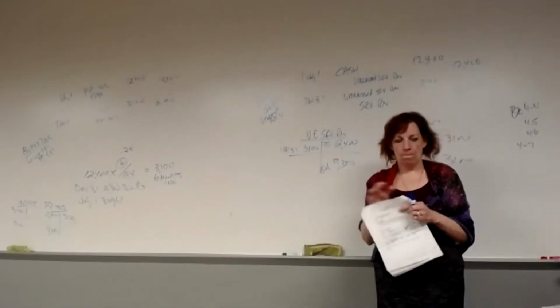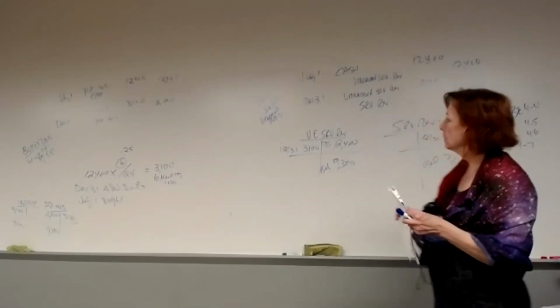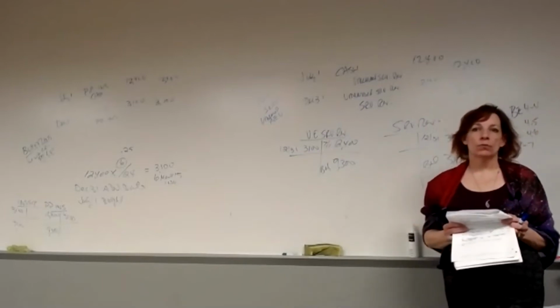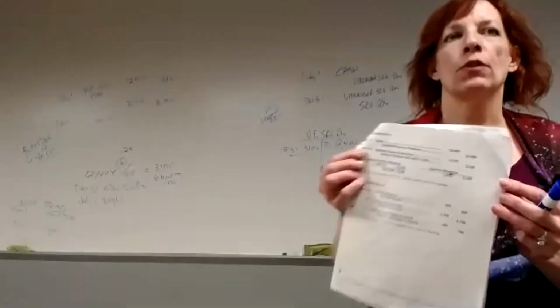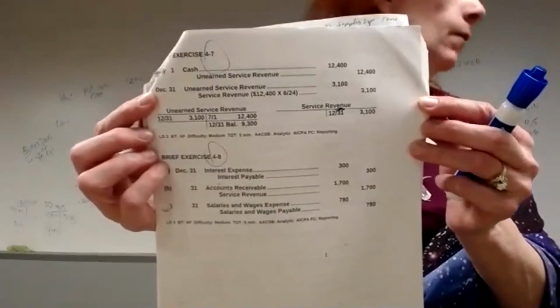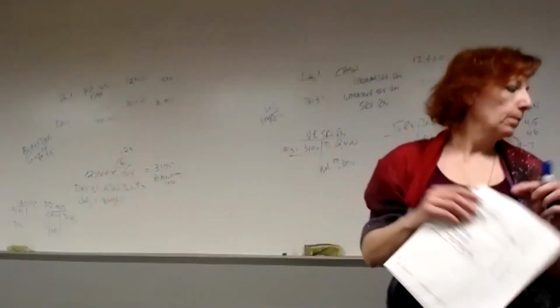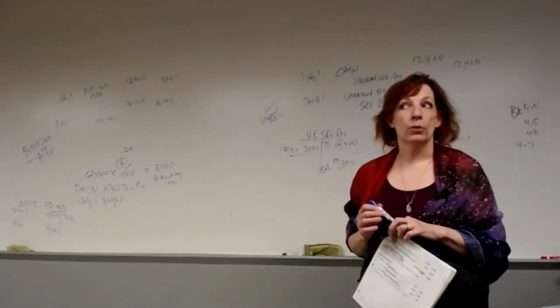So, any questions? Why wouldn't you put the cash on there? No, because remember with adjusting entries, we never use cash for adjusting entries. Never ever use cash for adjusting entries. All right, questions about that? Is everyone good with that?